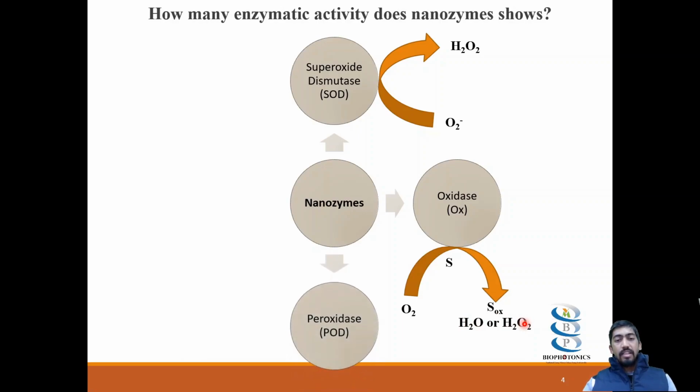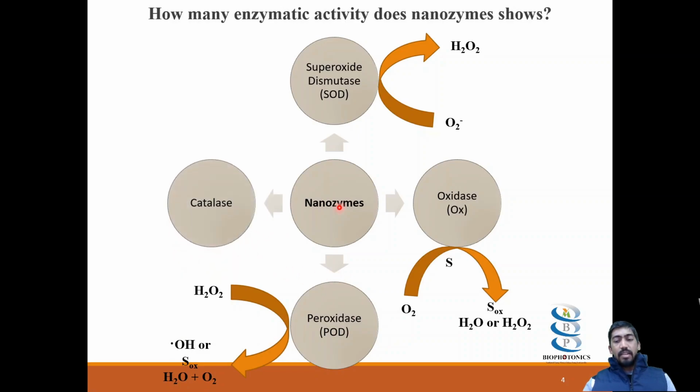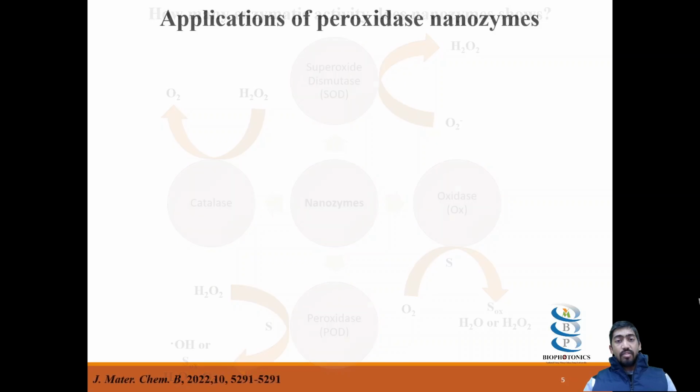The third category is peroxidase activity, where H2O2 gets converted into water or oxygen and or hydroxyl radical. The last is catalase activity, where H2O2 gets converted into oxygen. In my study, I was more focused on peroxidase activity, as the other three kinds of catalytic activity do not have much application in the real environment. Peroxidase activity has many applications such as biosensing, immunoassay, and cancer cell imaging.